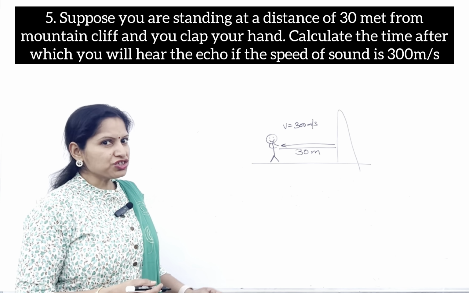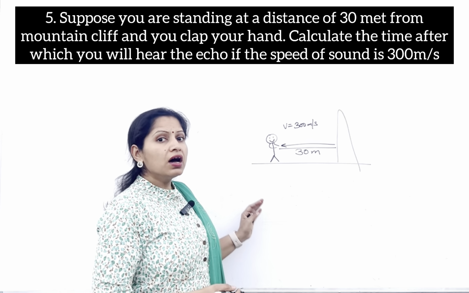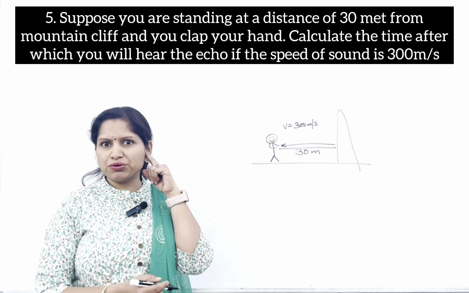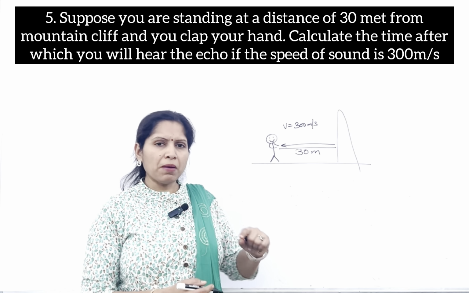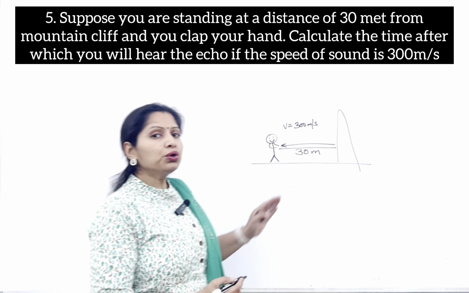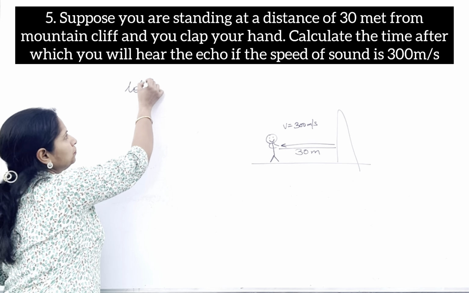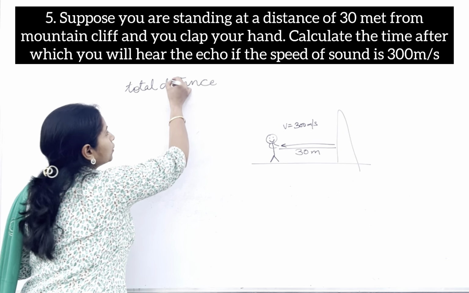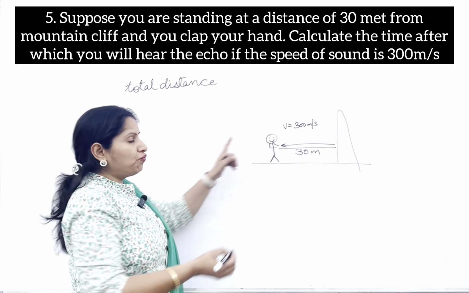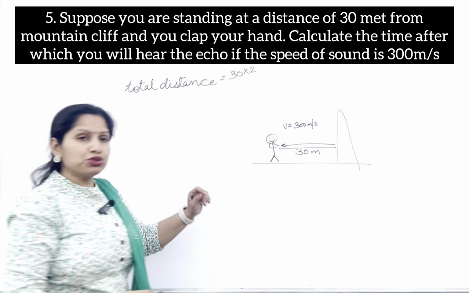Now let's do this question. It's given that you are standing 30 meters away from the mountain. अगर आप 30 meters away खड़े हो और आपसे पूछा है कितनी देर बाद आपको इको सुनाई देगी, तो इको तब आपको सुनाई देगी जब साउंड वेव जाकर वापस लौटेगी. तो total distance travelled by sound wave is equal to 30 meters जाएगी और फिर 30 meters लौटेगी. So it's 30 multiplied by 2.